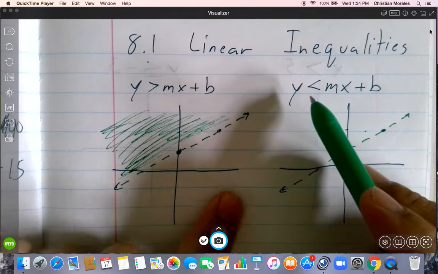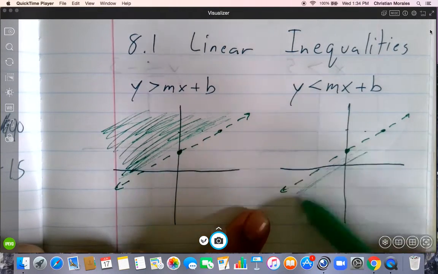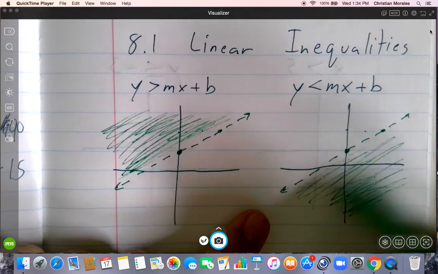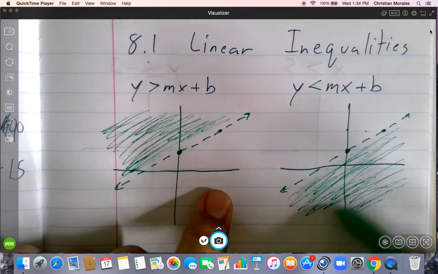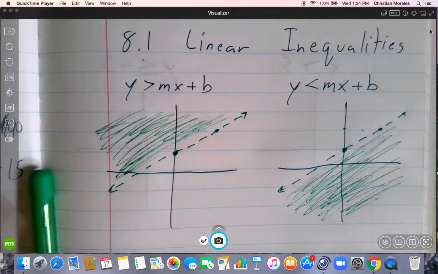Now this one says that y is less than the line, less than mx plus b, so you shade below. That means your answers are below the line down here, in that area, okay? So that's how you're gonna graph inequalities.